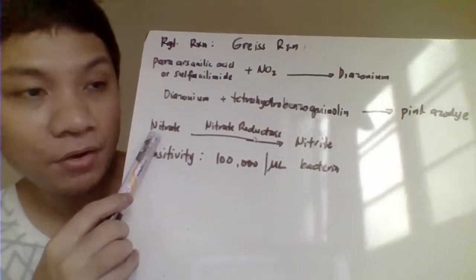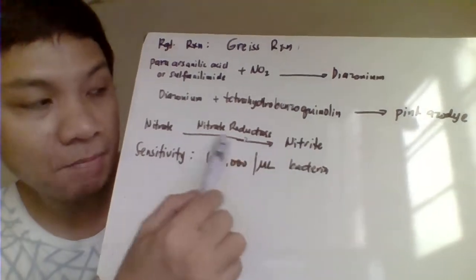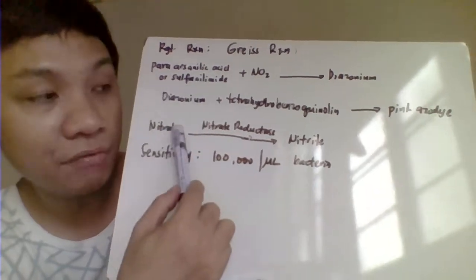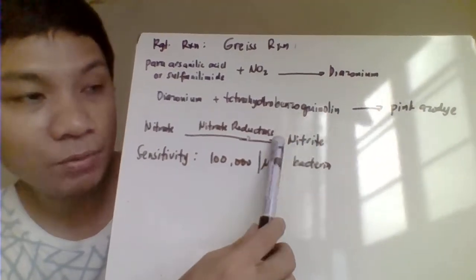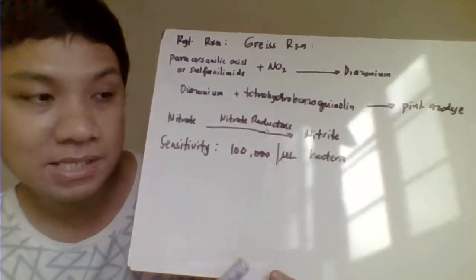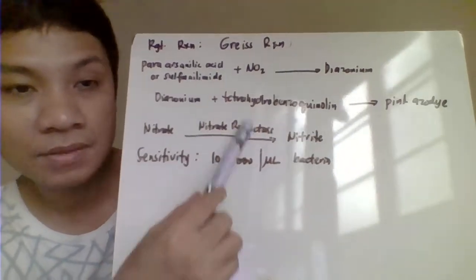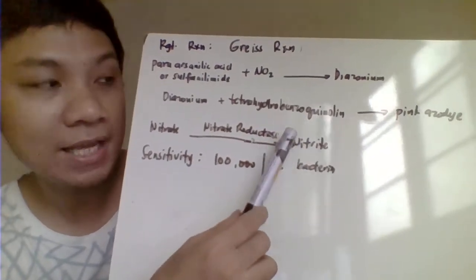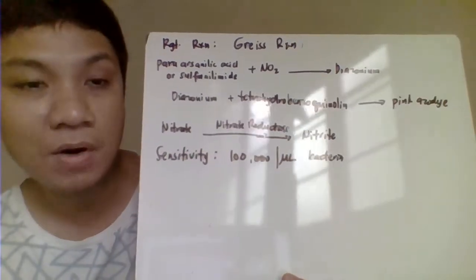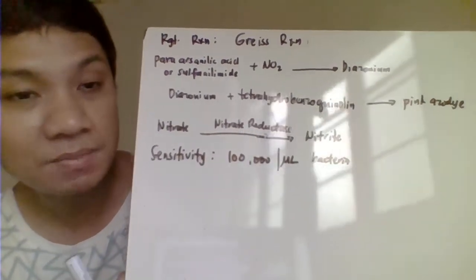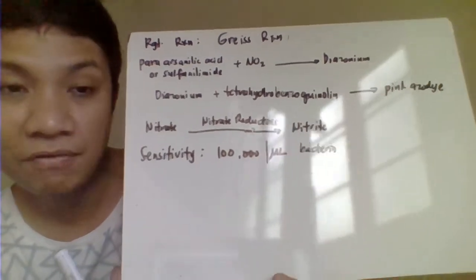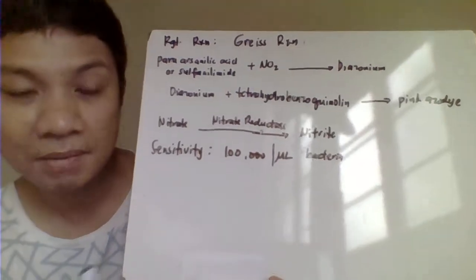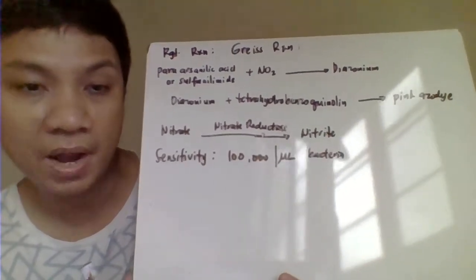So again, before you get a reaction in the test pad, your bacteria must have nitrate reductase, so that nitrate converts to nitrite, and the nitrite will be the one reacting with the reagent in the test pad. If your bacteria do not have this enzyme, they will not produce nitrite. The nitrite will not be there for the test pad to detect, and therefore you will get a negative result if your bacteria lack nitrate reductase, even with a bacterial count of at least 100,000 per microliter.